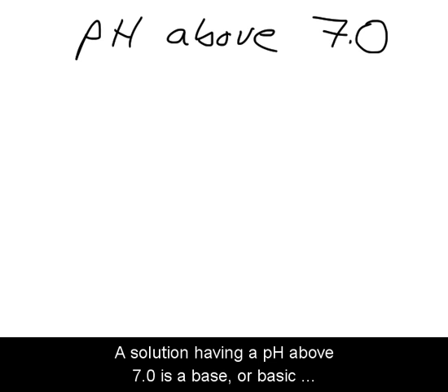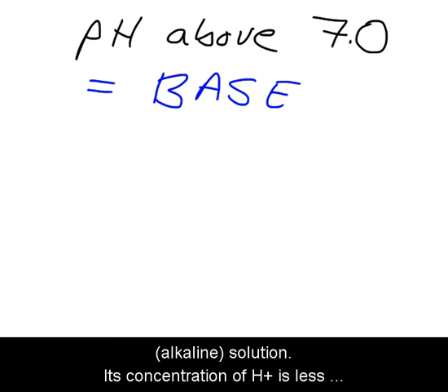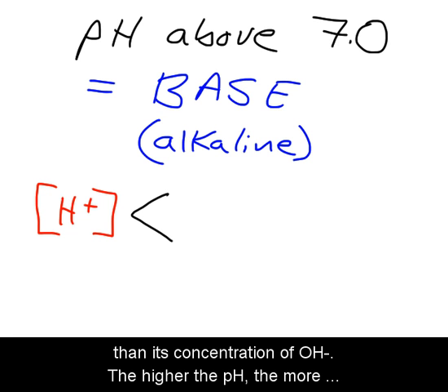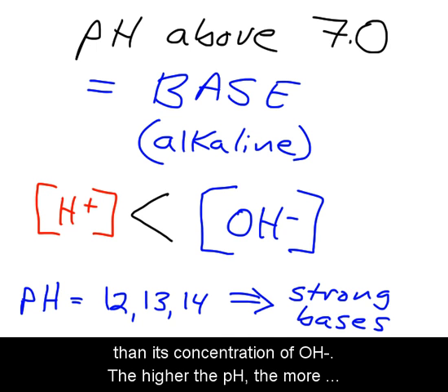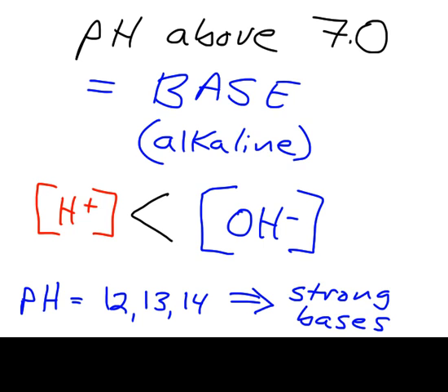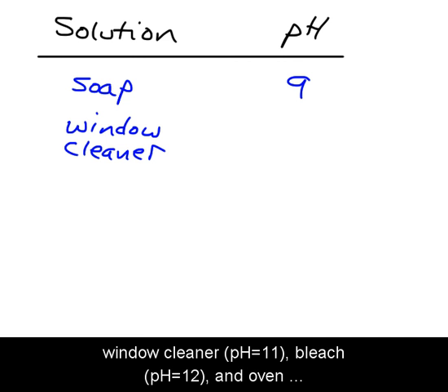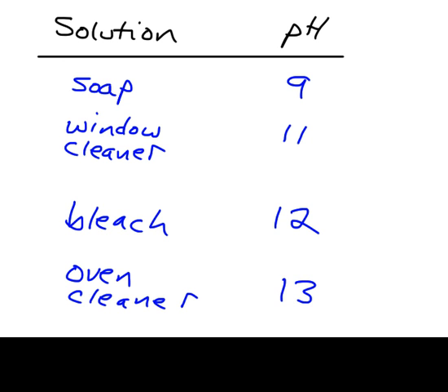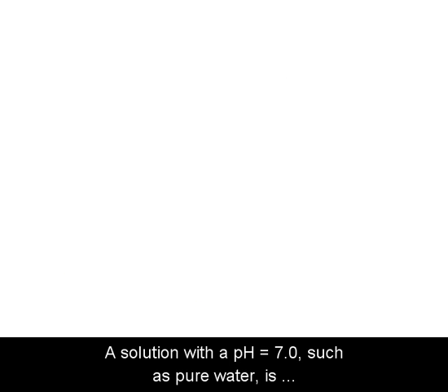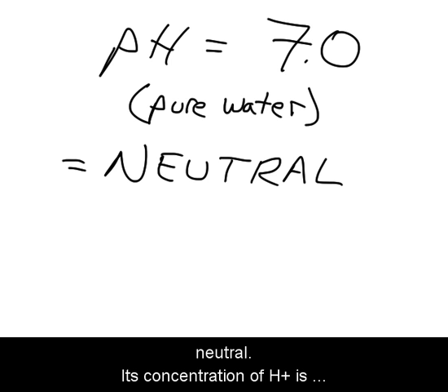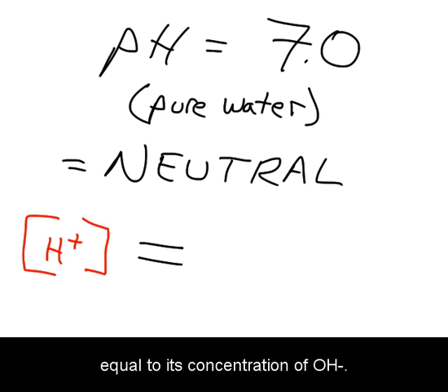A solution having a pH above 7 is a base, or a basic alkaline solution. Its concentration of hydrogen ions is less than its concentration of hydroxide ions. The higher the pH, the more basic the solution. Some pH values of common bases are soap, pH equal to 9, window cleaner, pH equal to 11, bleach, pH equal to 12, and oven cleaner, pH equal to 13. A solution with a pH equal to 7, such as pure water, is neutral. Its concentration of hydrogen ions is equal to its concentration of hydroxide ions.